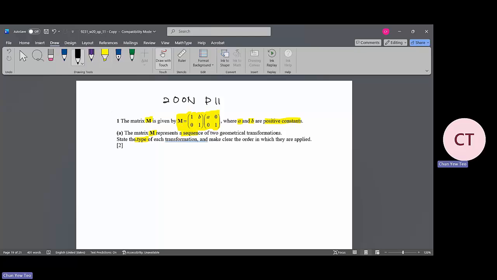Okay, so they are looking for the type. There's no need for us to explain them in detail, just mention the type will do. So the first type is actually the stretch. The second type is actually the shear. You just need to mention that A is a one-way stretch, followed by a shear.